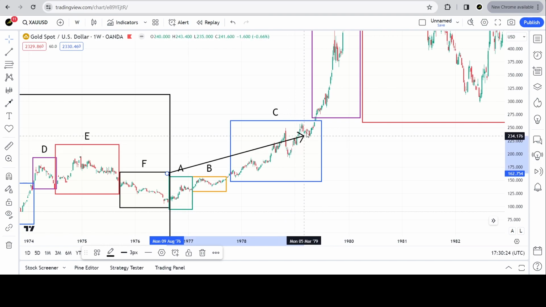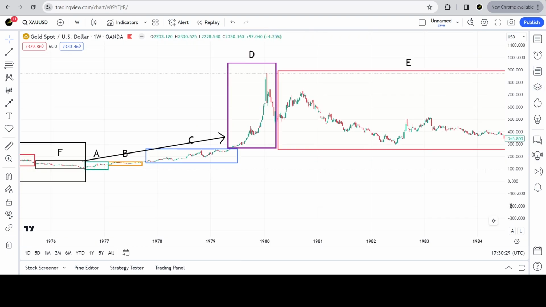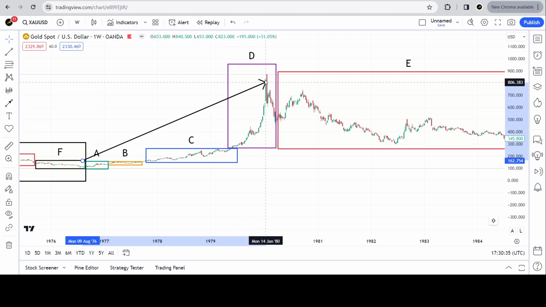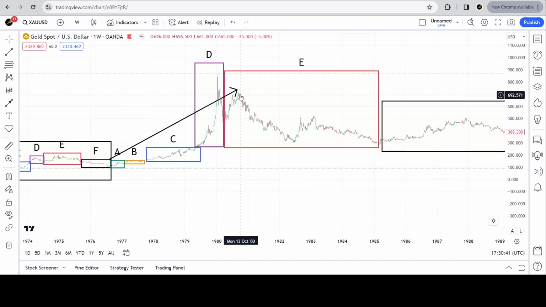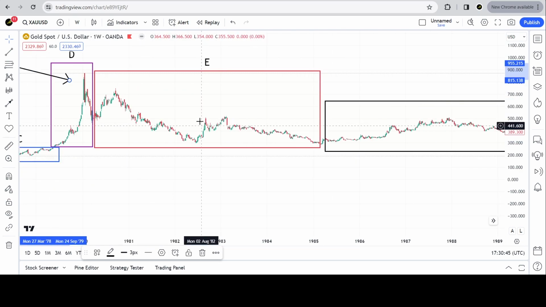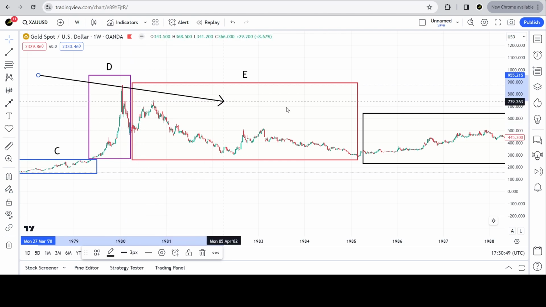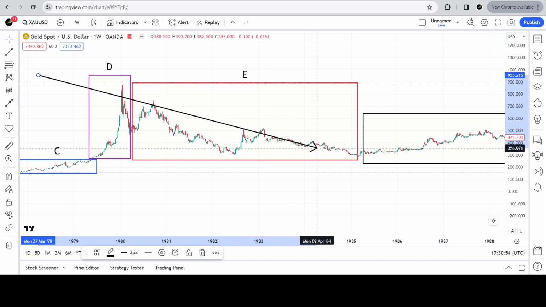Here is that pullback. It comes up to a resting point before moving into the next structure, which is D, and D is the peak, the first peak. And as you can see here, it is higher than the E peak. This is something that can happen. It's not too often that it does happen, but it is always a possibility. So what does E do? E is the topping structure. It comes to a peak and then begins its decline.